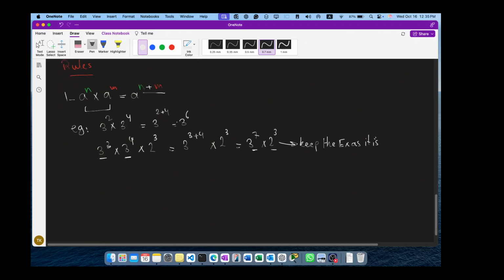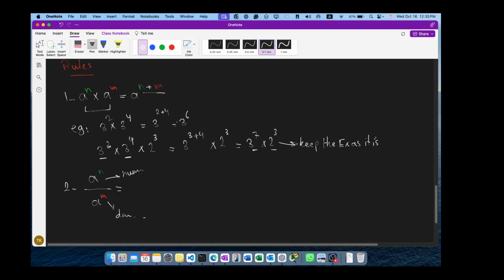Now, let me go to the second rule. If I have a to the power n over a to the power m, what will the answer be? Now, this is the numerator, right? And this is the denominator.